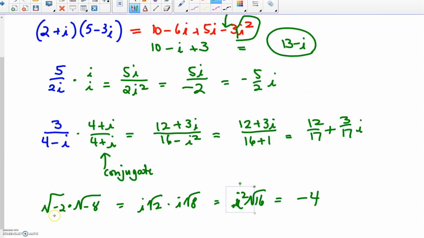So maybe one more thing. Remember that when you're multiplying the square roots of negatives, that you need to first take out your i and then multiply to get the i squared, and then that gives you the -4.